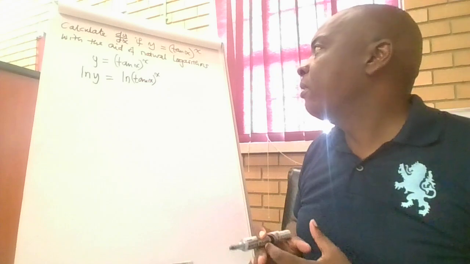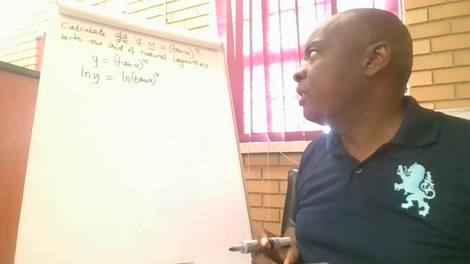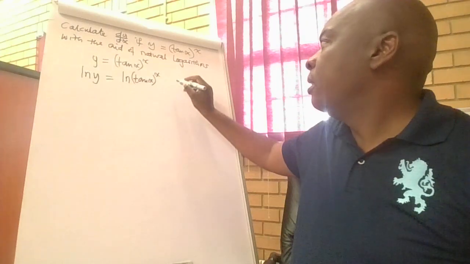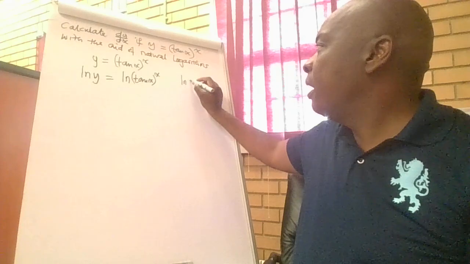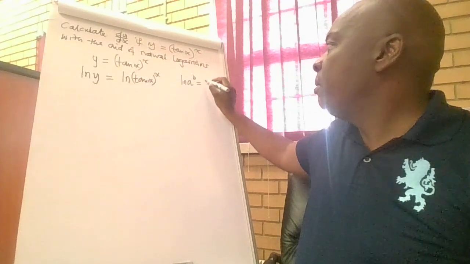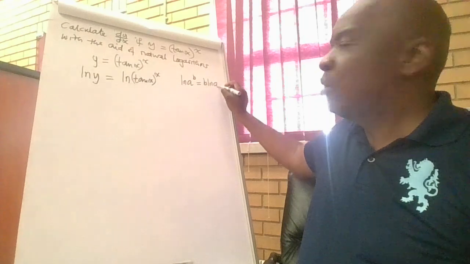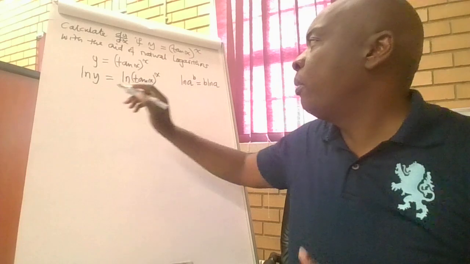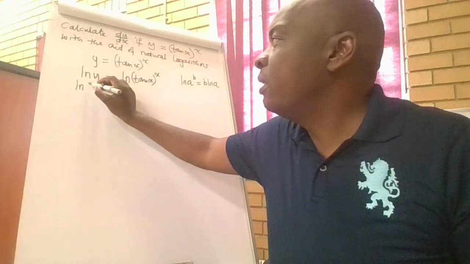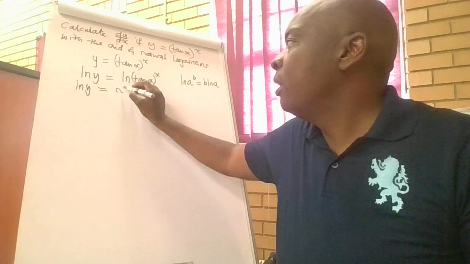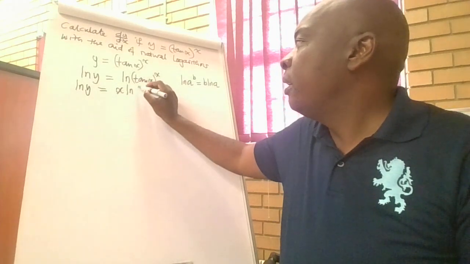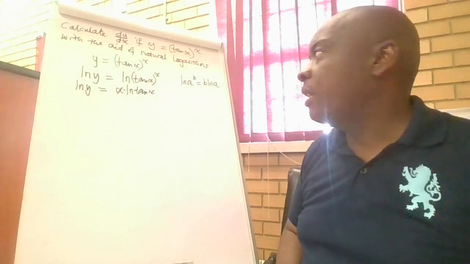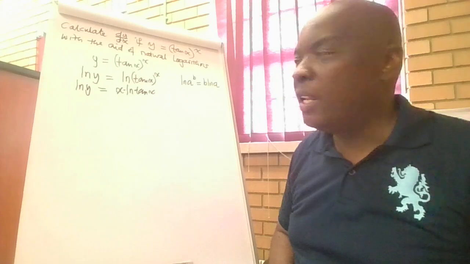And once we have done this, I can take advantage of the laws of logarithms, and the law which says that if you have ln a to the power b, this is the same as b ln a. So that's a law of logarithm that I can take advantage of now. If I apply that law, I have ln y is equal to x ln tan x, like that. So x times ln of tan x.